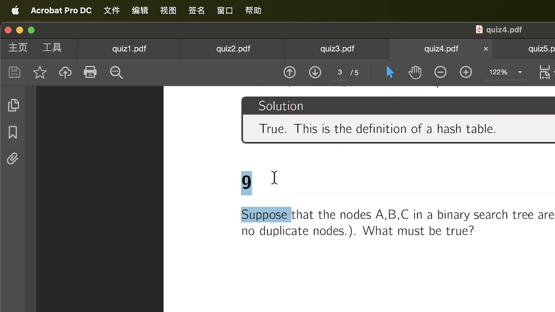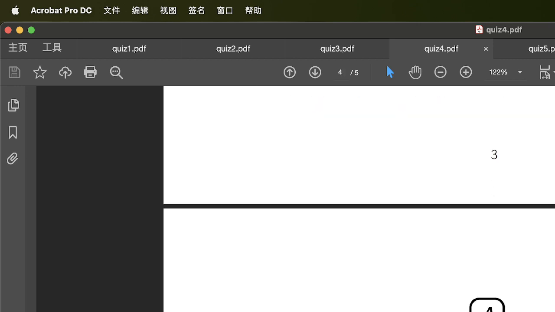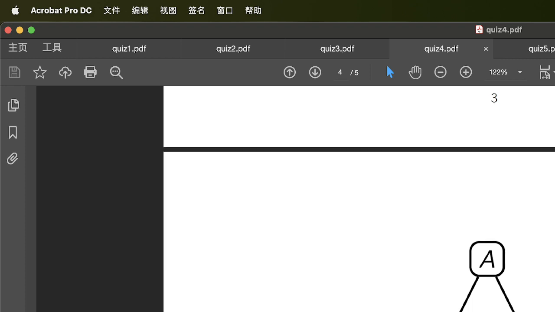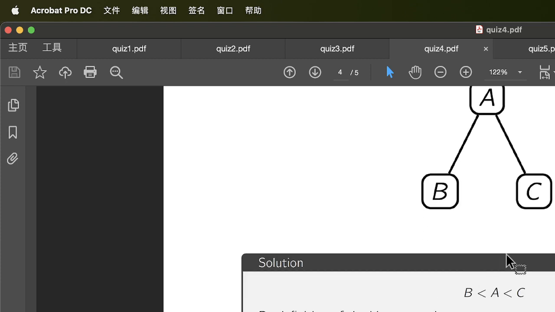Okay. Number 9. Suppose that there are nodes A, B, C in a binary search tree arranged as follows. The tree has no duplicate nodes, and what must be true? It just asks us for the order of the nodes of the tree, and because it is a binary search tree, by definition, all the nodes in A's left subtree will be smaller than A's value, and all the nodes in A's right subtree would be larger than it. So we got this order. So B must be smaller than A, which must be smaller than C, right? This is by definition.